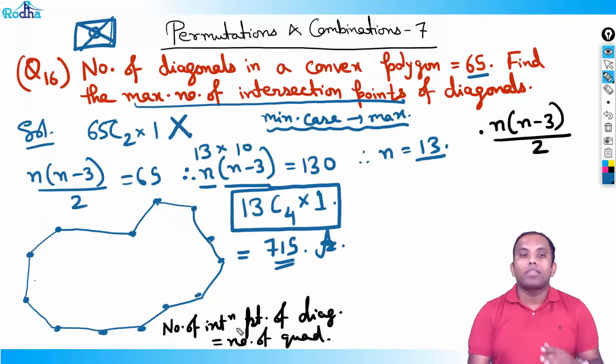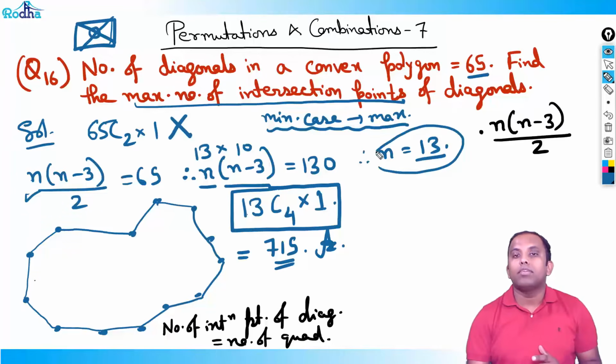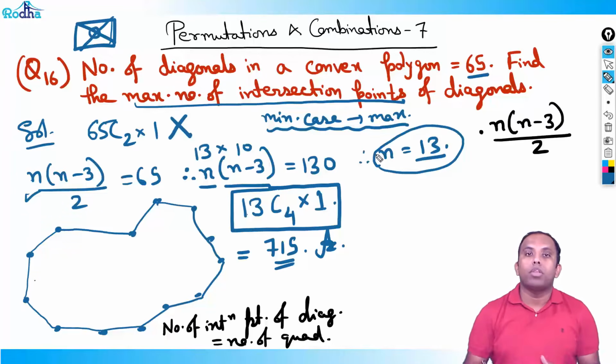So n into (n minus 3) by 2 is equal to 65. So from here we got n is equal to 13. That means it's a 13-sided polygon, right?